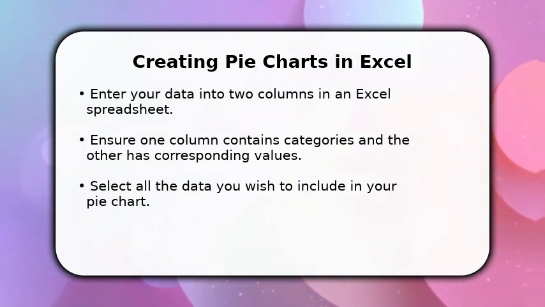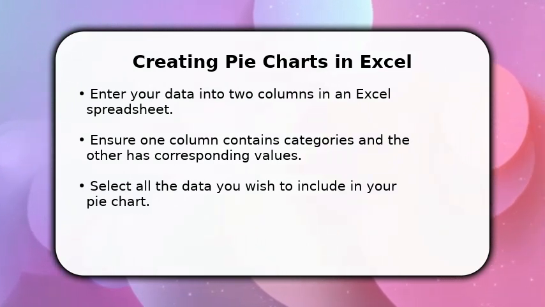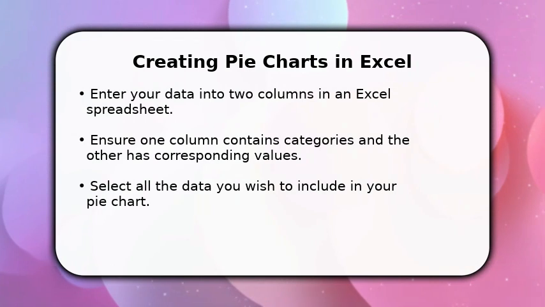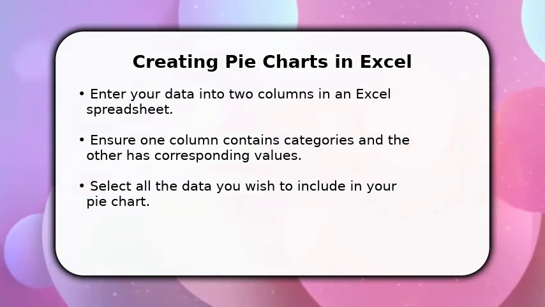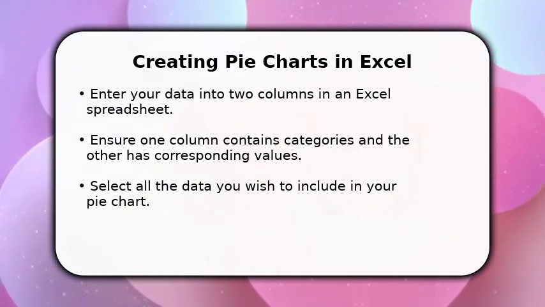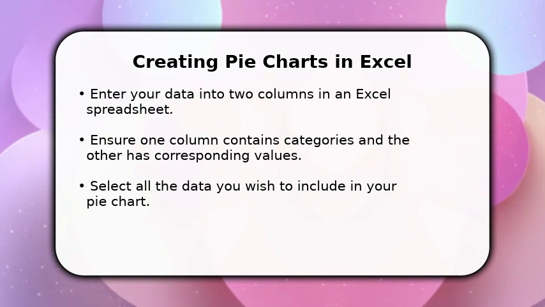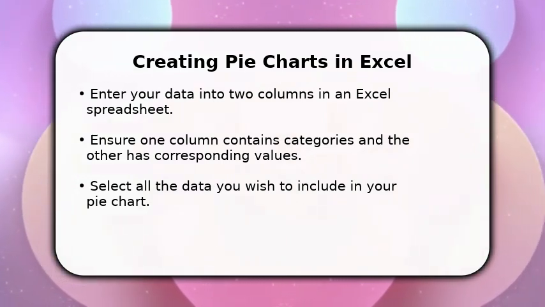First, organize your data neatly in two columns. One column should list your categories, like sales regions or expense types, and the other should contain the numerical values for each category. Once your data is ready, select both columns, including their headers, to prepare for chart creation. This simple setup is crucial for accurate visualization.